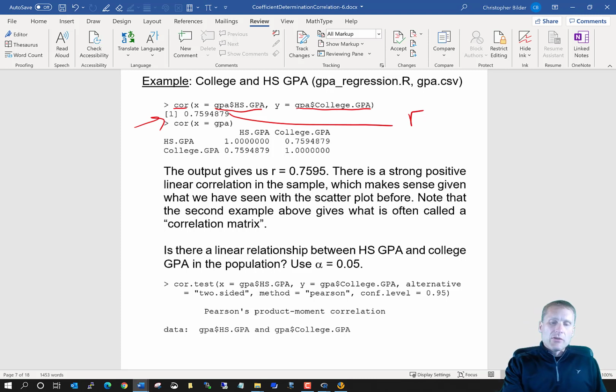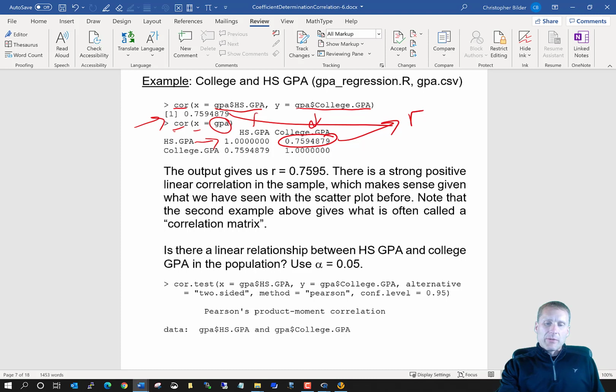Now, another way you could use cor is that for just an X argument, suppose you just put your data frame in there instead. What R calculates then is essentially the same thing, but it puts it into what's called a correlation matrix, meaning that we have some rows, some columns of information there. For those of you who have taken a matrix algebra class, this is indeed a matrix as you would see there. So if I match up high school GPA with college GPA, there is my R again.